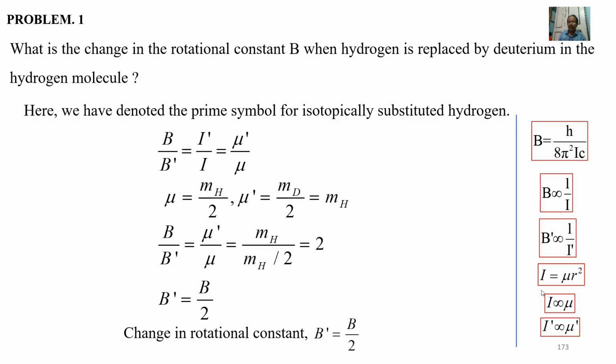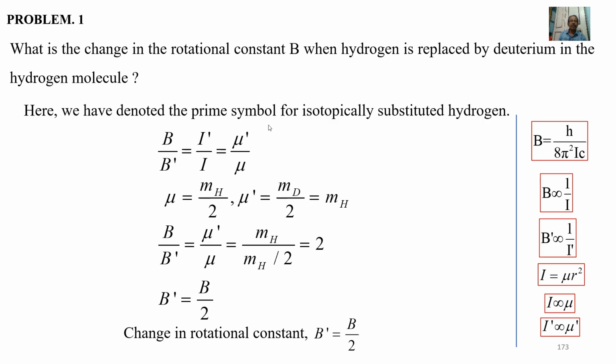And of course we know that I equals mu R squared, where R is nothing but the bond length. When you substitute the isotope, bond length remains unchanged. That we know already. So I is directly proportional to mu. Similarly, I dash is directly proportional to mu dash. So keeping these two, we can have B divided by B dash equal to I dash divided by I, which is equal to mu dash divided by mu.